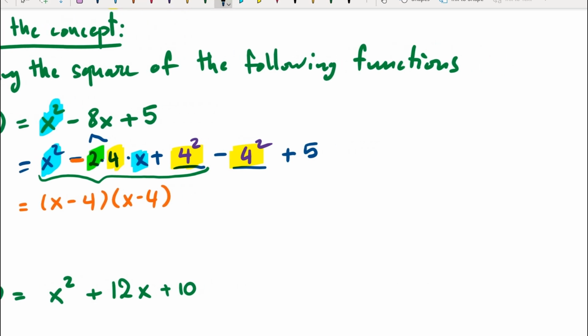Okay, so last time we said that x squared minus 2 times 4 times x plus 4 squared can be x minus 4 times x minus 4, right? We can check our answer over here. If you want to check your answer, x minus 4 times x minus 4.